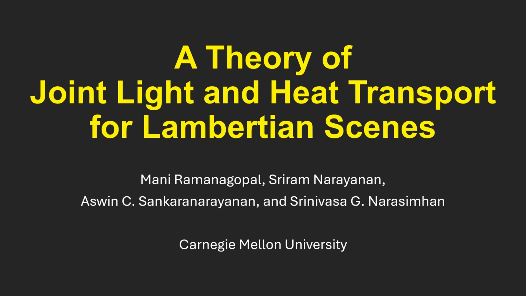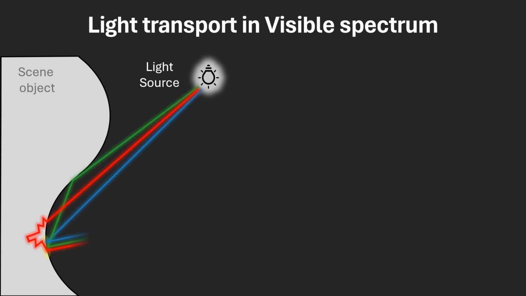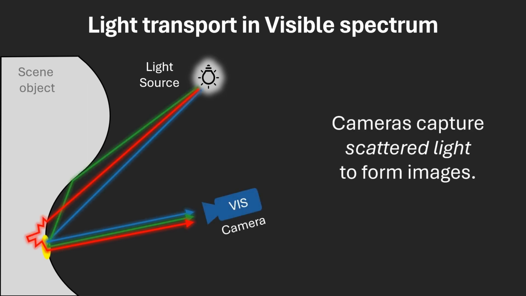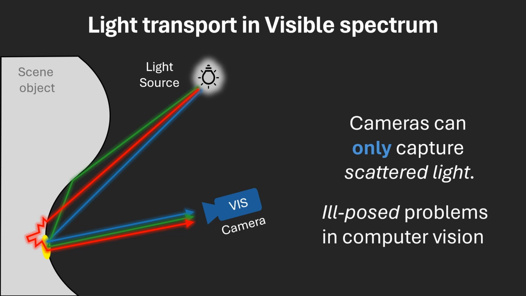In this work, we present a theory of joint light and heat transport for Lambertian scenes. Light emanating from a source interacts with the scene in complex ways before reaching the camera to form images. Unraveling the scene information from the scattered light is fundamental to computer vision and imaging. But extracting information only from scattered light leads to several ill-posed problems in computer vision.